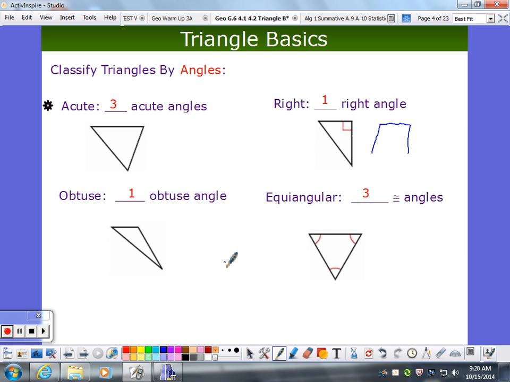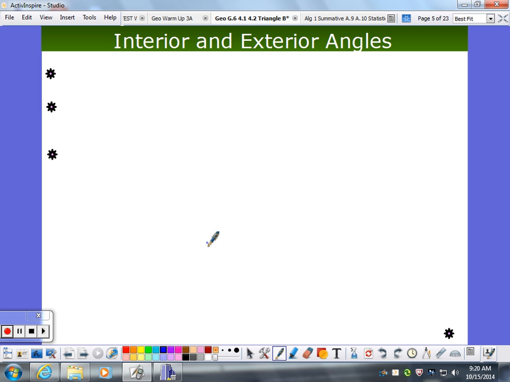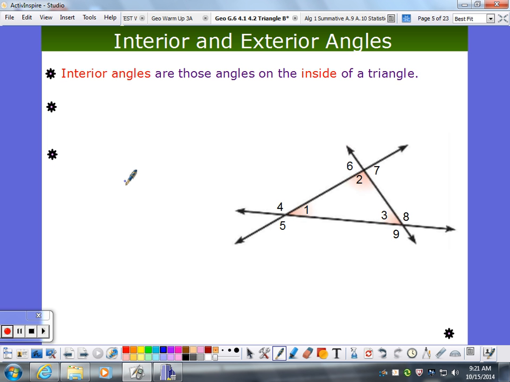Yes, that's right. Okay, so you guys know a lot about this already. I expect you to. So that's just to make sure we're all talking the same language, more of a vocabulary. Interior angles are the angles inside the triangle. Interior means inside: 1, 2, and 3.